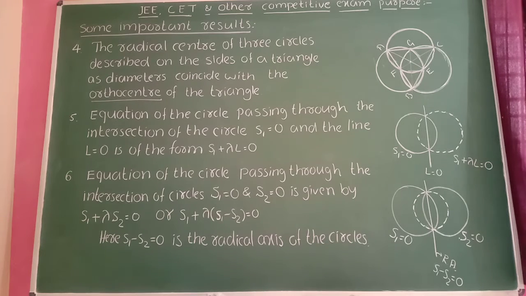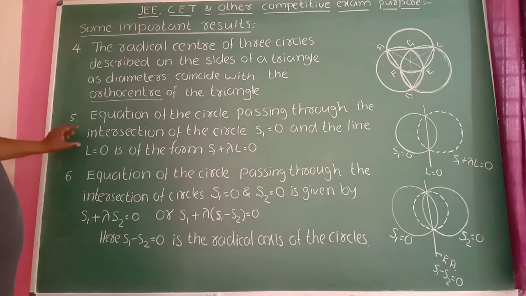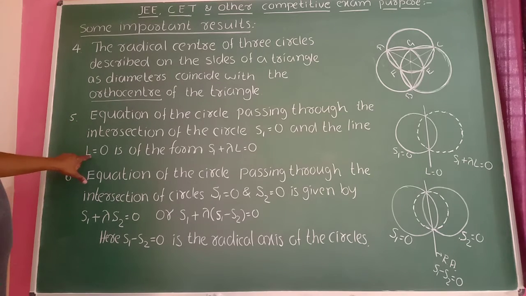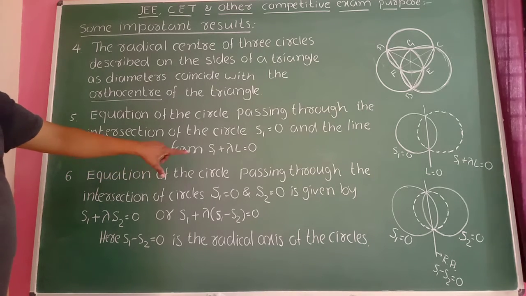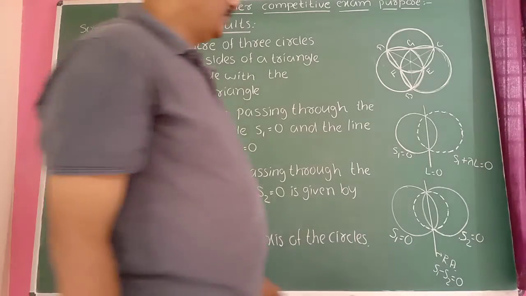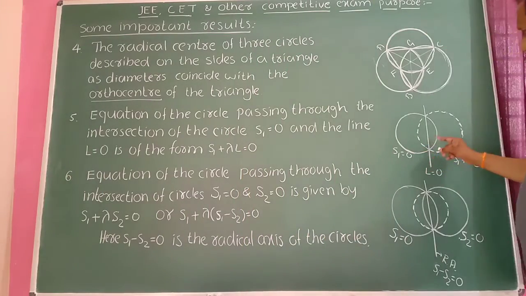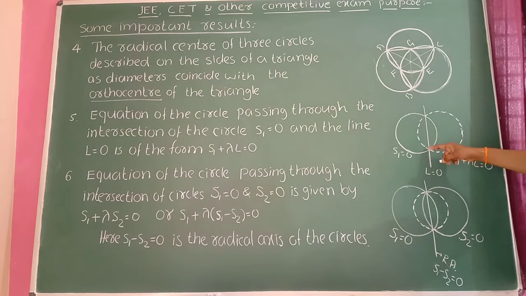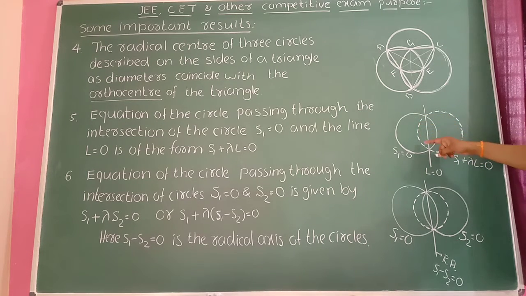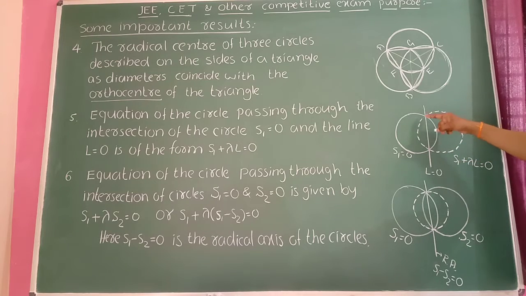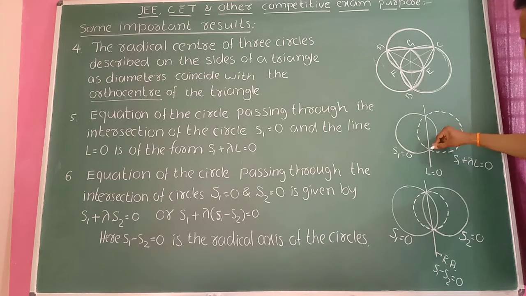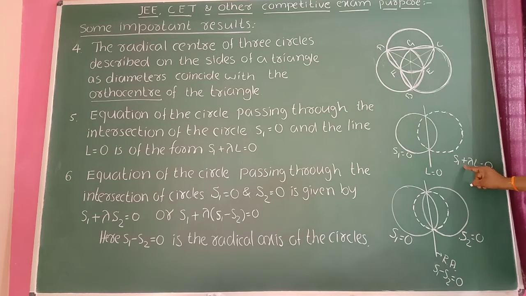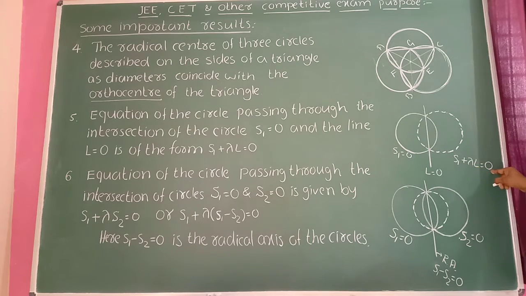So the equation of the circle passing through the intersection of the circle S1 equal to 0 and the line L equal to 0 is of the form S1 plus lambda L equal to 0. So this is a circle here. This is a given circle and this is a line here. Both intersect at these 2 points here. So this is the required circle passing through the points of intersection here. Then this required circle is given by S1 plus lambda into L equal to 0.